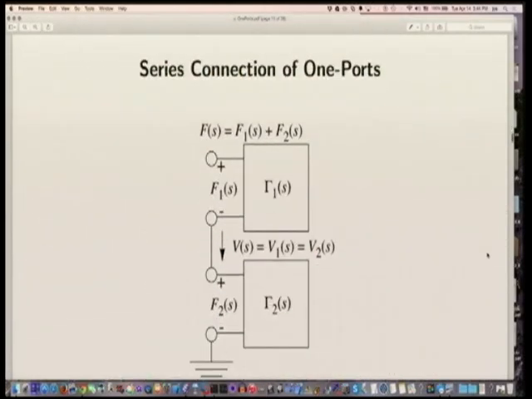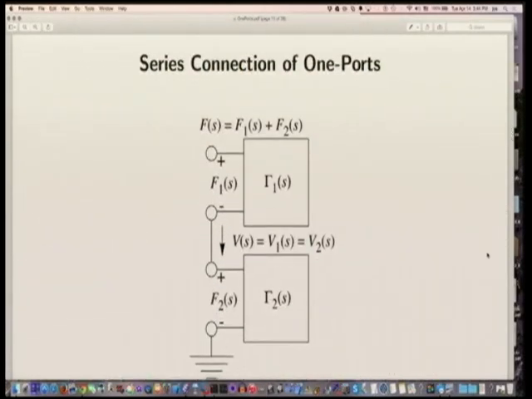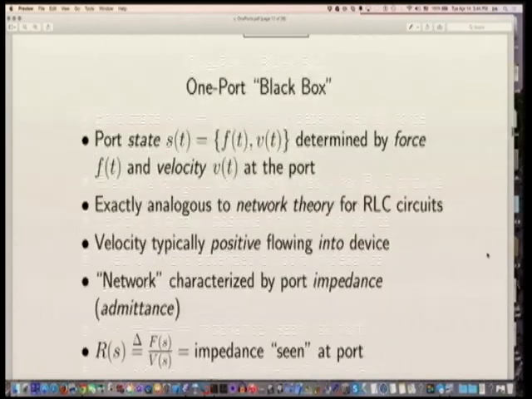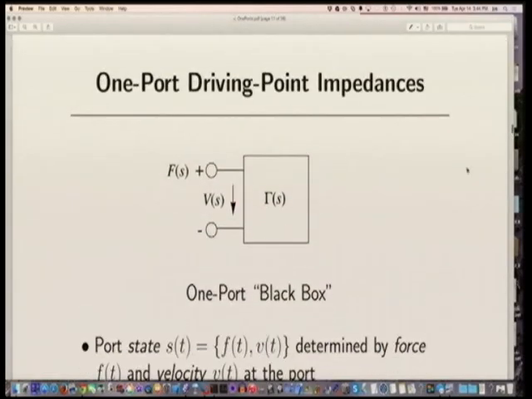Did I just jump the gun? Well, I've already talked about this, but I just thought I would go back to the general diagram of a port. So you have your applied voltage or force, and you have your resulting current or velocity, and then you have your impedance. But when I say gamma, then it's an admittance.